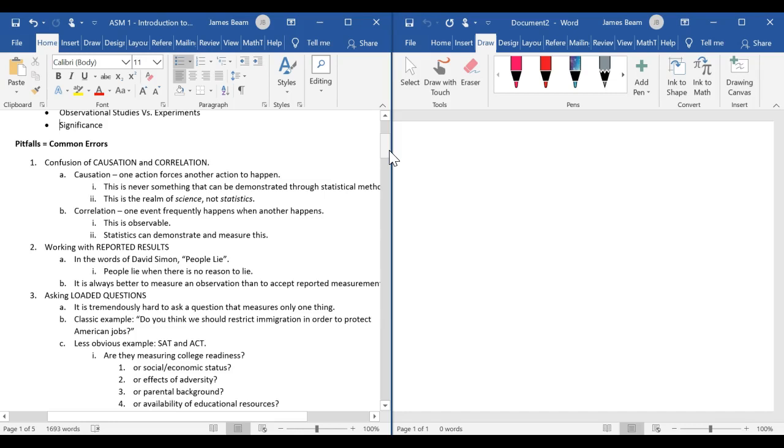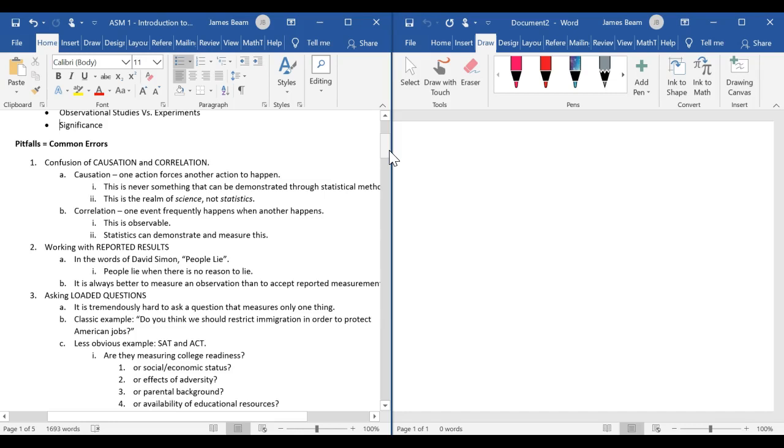One of the big things that you want to strike is that there's a difference between causation and correlation. Causation means that one action forces another one to happen. This is not the subject matter of statistics. At no point do we actually prove that one thing causes another, statistically speaking.